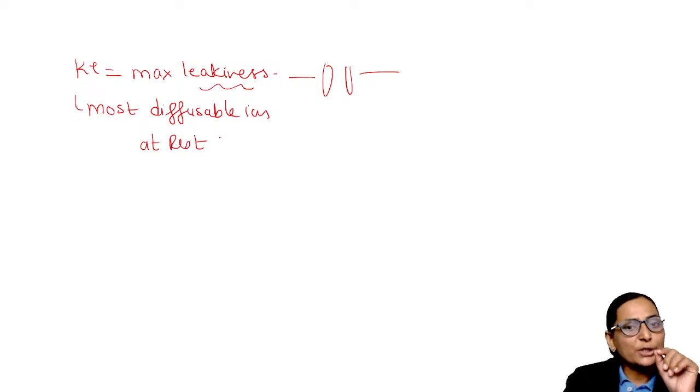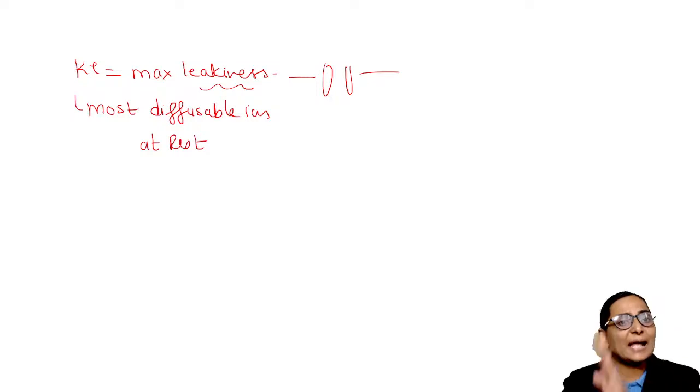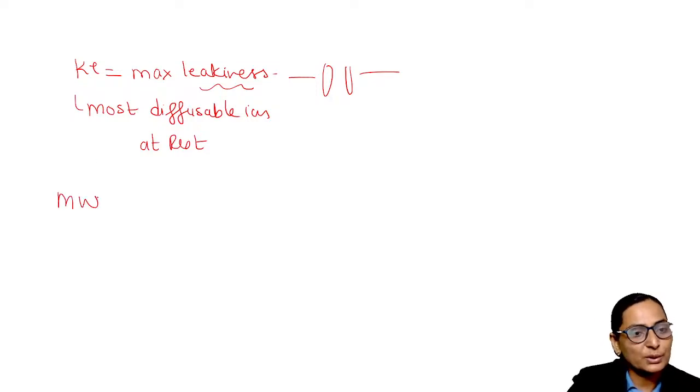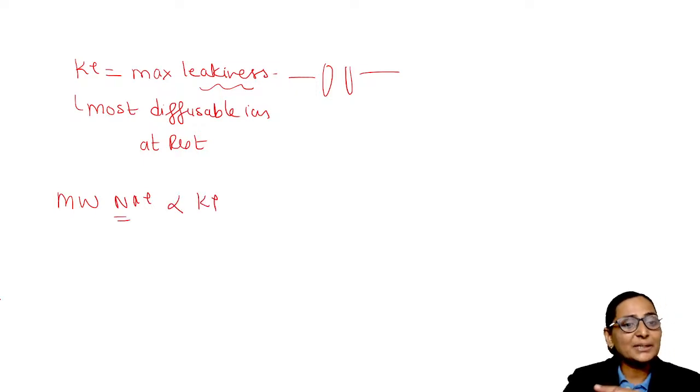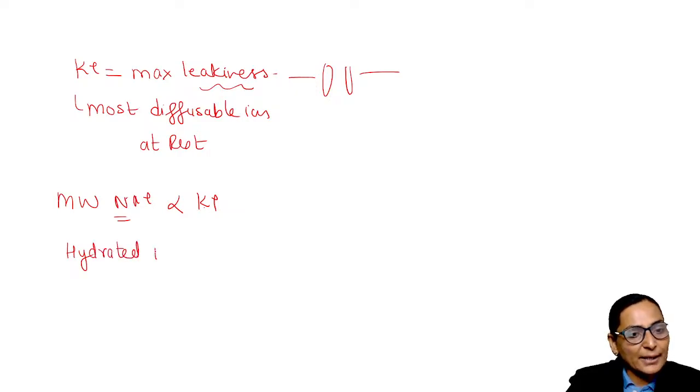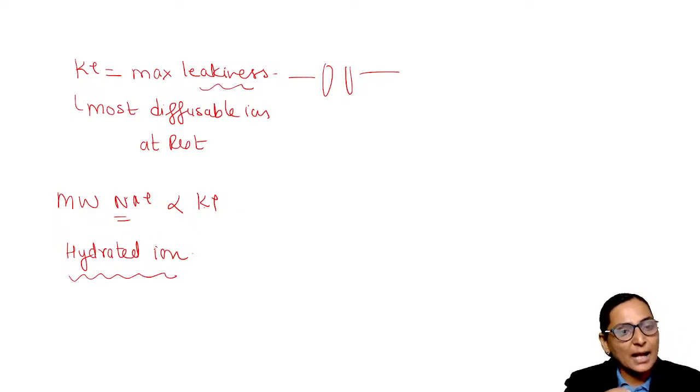If you look into the molecular weight, sodium's is less than that of potassium. I repeat, the molecular weight of sodium is less than that of potassium. But if you look into the size of the hydrated ion, the hydrated ion of sodium is more than potassium.